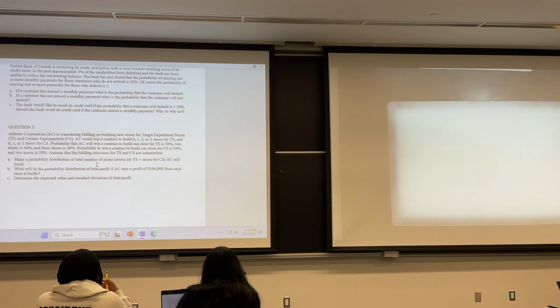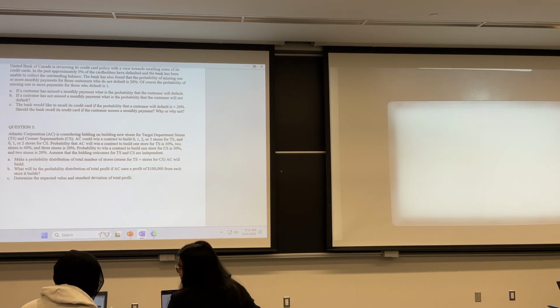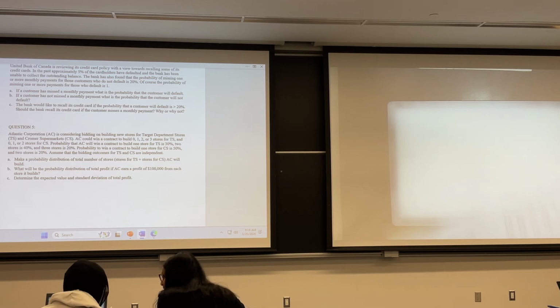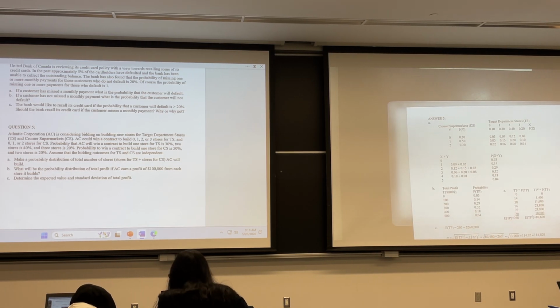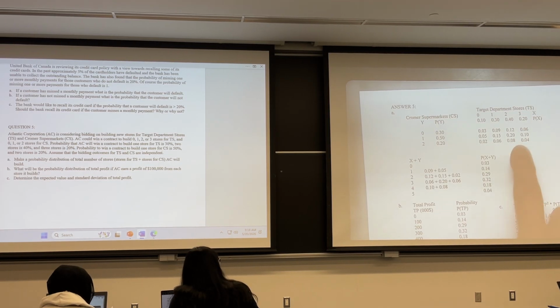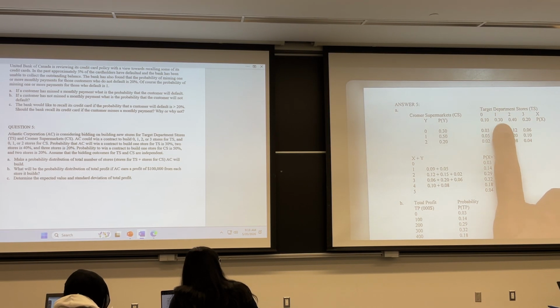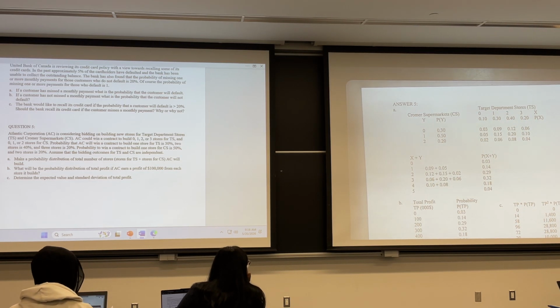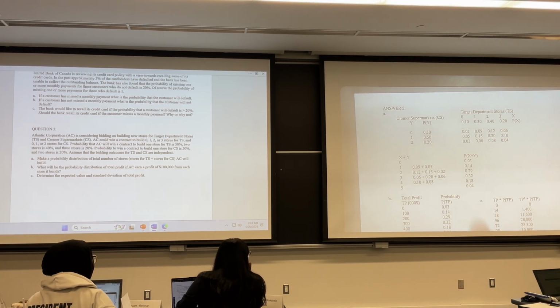3 for TS and 2 for CS. That's the maximum number of stores AC can build. And so let's solve it, and I'm going to show you the solution over here. You have this. So over here is the probability distribution for TS. Here is the probability distribution for CS. Okay. Now, the outcomes could be 0, 1, and 2, or 0, 1, 2, or 3.